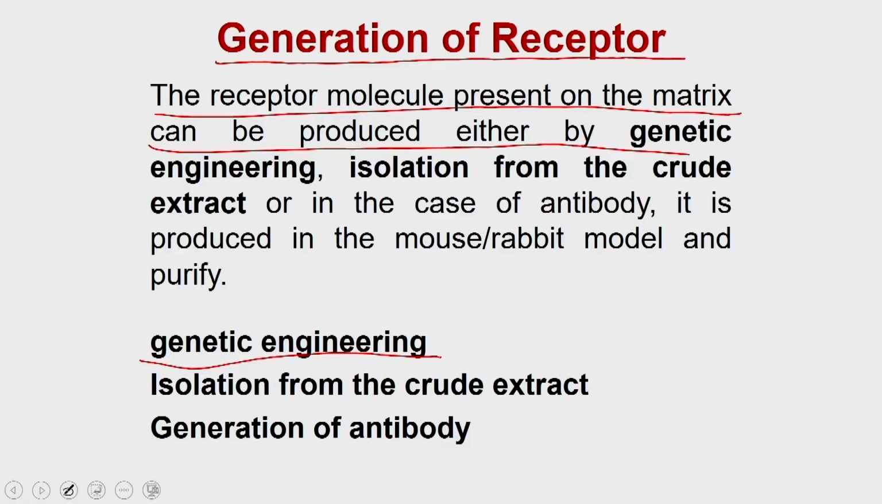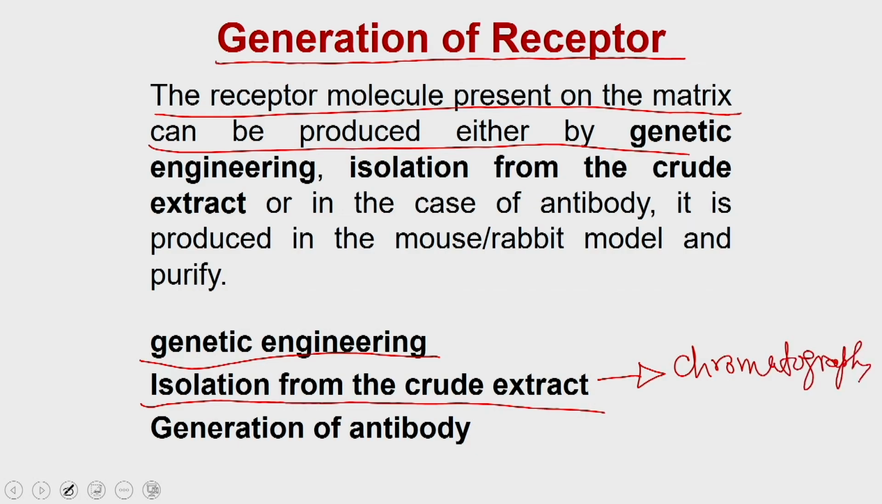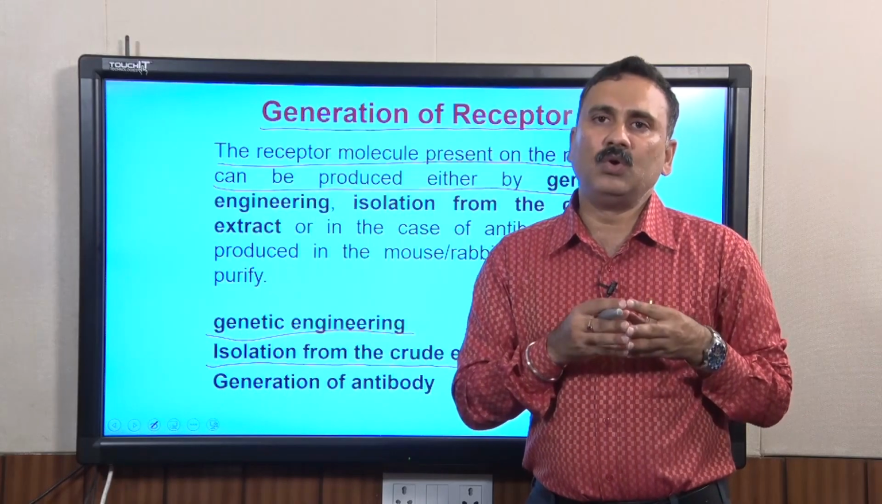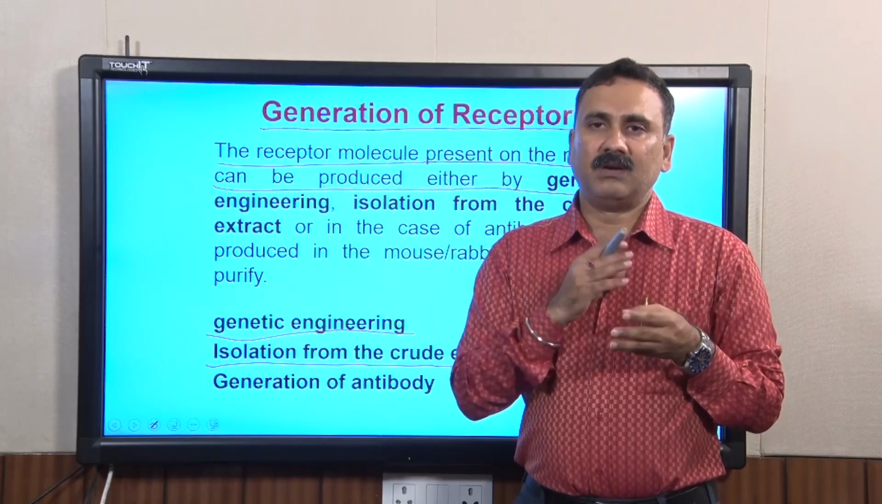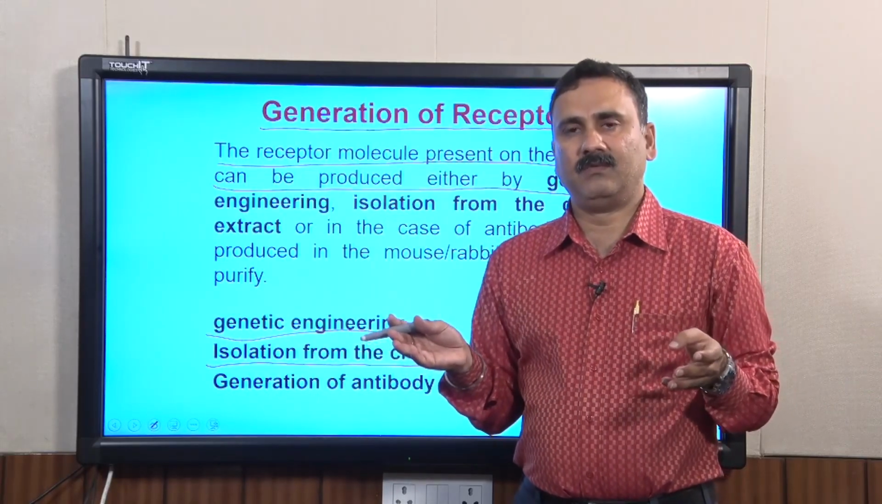The second option is that you have that receptor in a crude extract, and then you will use chromatography techniques to purify it. This is more relevant in those cases where you do not know about the receptor and you want to use a factor to purify its receptor. So, in those cases you actually know the effect of that particular factor, but you do not know what receptor is governing this particular phenomenon.